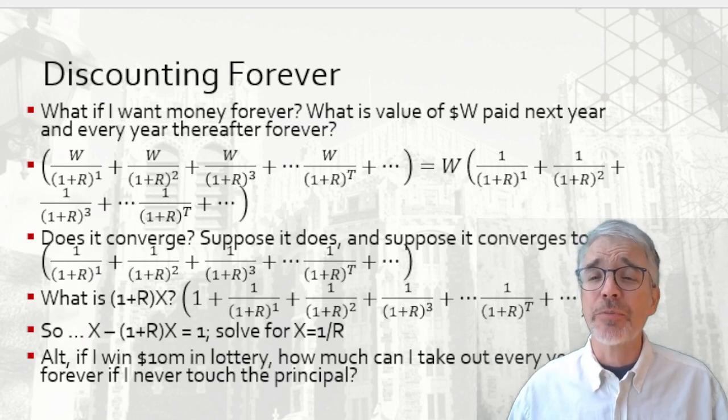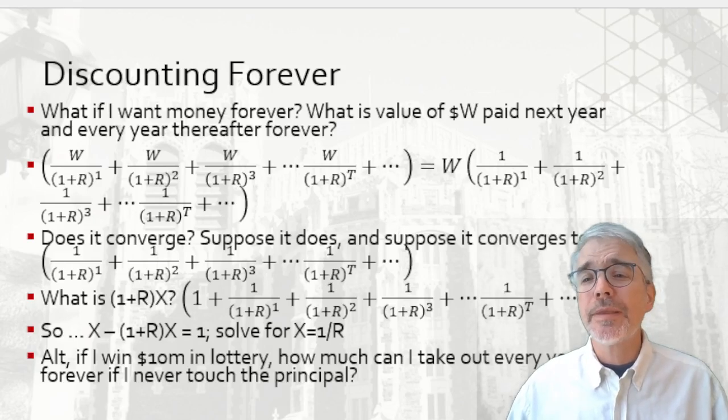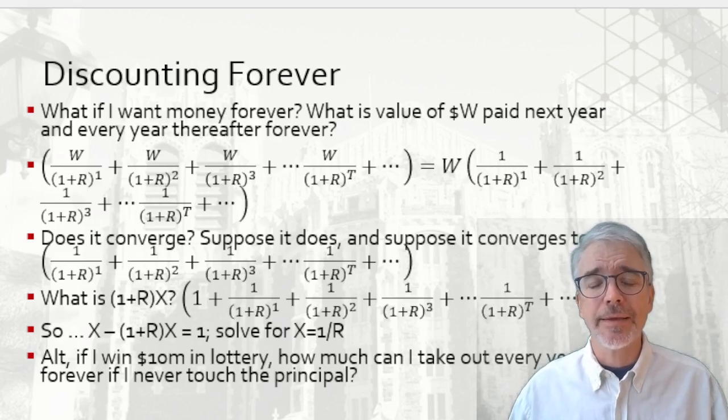So if r is 5%, then x is 1 divided by 0.05. So that's 20. That easy. Now, if r is 4%, 1 divided by 0.04, that's 25. As r gets bigger, x is smaller. Again, that's a common feature of discounting.